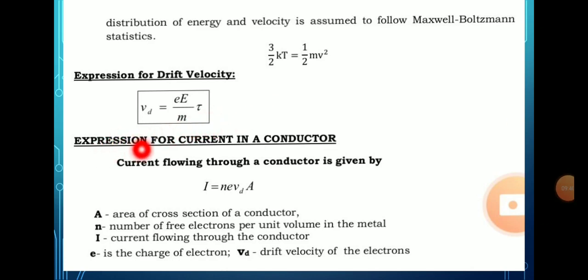The next is the expression for current in a conductor. The current flowing through a conductor is given by I = neVdA. Here A is the area of cross section of the conductor, n is the number of free electrons per unit volume in the metal, I is the current flowing through the conductor, e is the charge of the electron, and Vd is the drift velocity of the electrons.